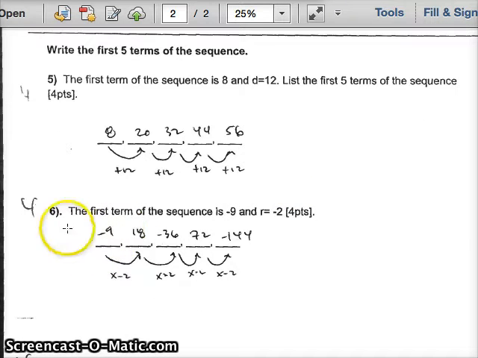Here it says the first term of the sequence is -9, and then it says r is equal to -2. Remember, r means geometric, which means you should multiply. Multiplying means multiplying by -2 for the first term. -9 times -2 is 18. 18 times -2 gives you -36. -36 times -2 gives you positive 72, and 72 times -2 is -144.